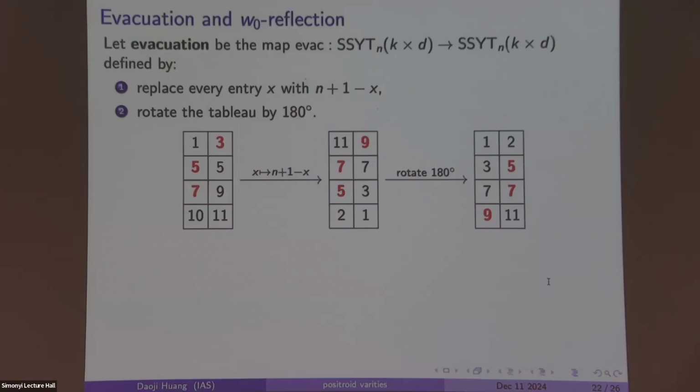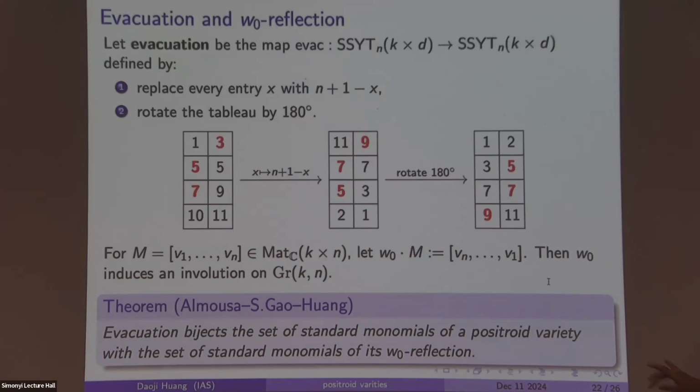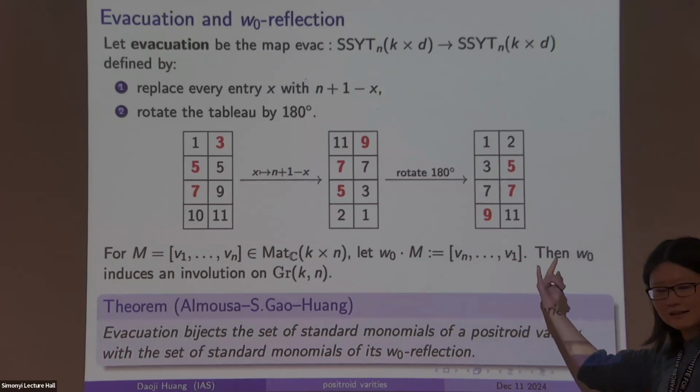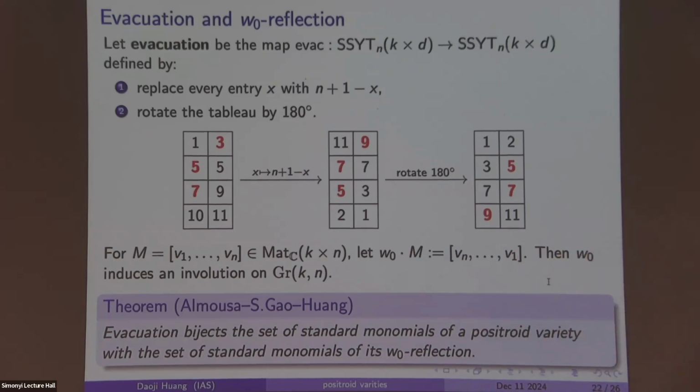Duality. What's duality? Grassmannian is. Oh, yeah, exactly. So I can swap these vectors. I do that, and that induces an involution in the Grassmannian, and this shows that evacuation behaves nicely under this duality.